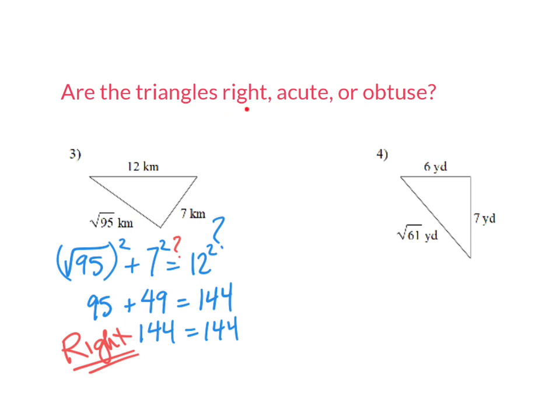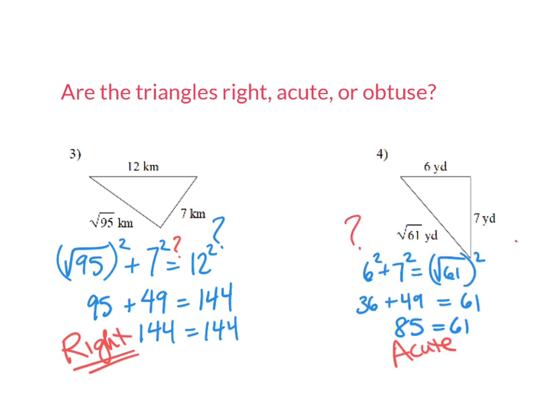Again, if it works, it's right. If your C is too big, it's obtuse. If your C is too little, it's acute. I got this one to be acute. The 61 that I'm getting from the C squared over here, that's too small compared to the other two legs. If the hypotenuse piece is too short, then it's got to be an acute triangle.